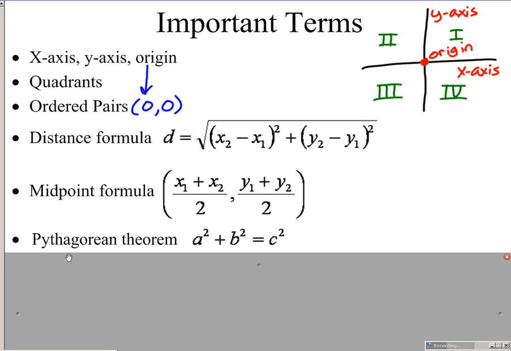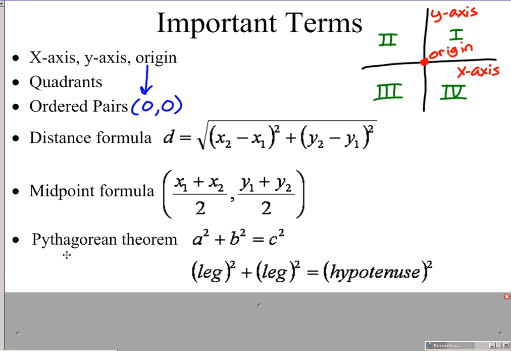Pythagorean theorem. The Pythagorean theorem is a squared plus b squared equals c squared. That's how most students know it. However, make sure you understand what a, b, and c represent. A and b are the two legs of the triangle, or the two sides that contain the right angle. The hypotenuse, c, is the side directly across from the right angle, always the longest. Remember, the Pythagorean theorem only holds true for right triangles. If it's not a right triangle, you cannot apply the Pythagorean theorem.